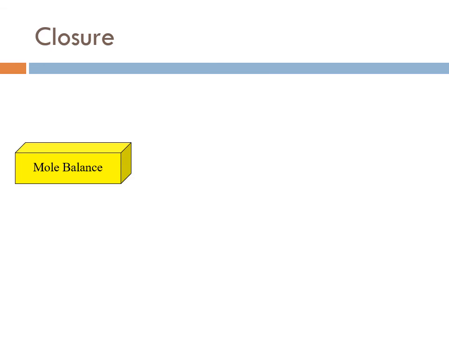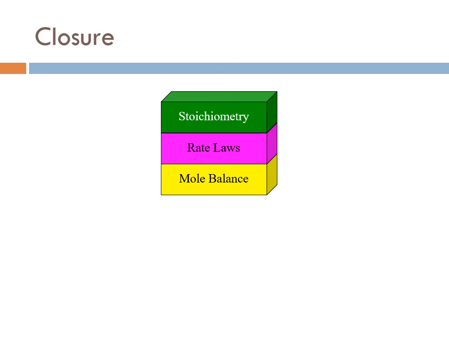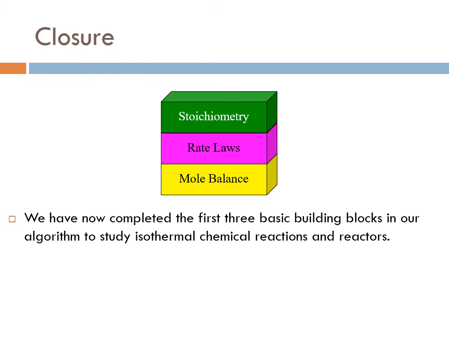Okay, to conclude, we learned how to write mole balances in chapter 1, and we learned how to write rate laws in chapter 3, and also in chapter 3 part 2 we learned how to utilize the stoichiometry, and we build the reactor design blocks one on top of the other, and this is how you design a reactor.